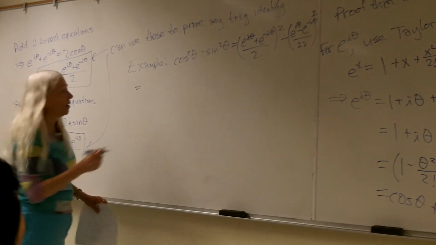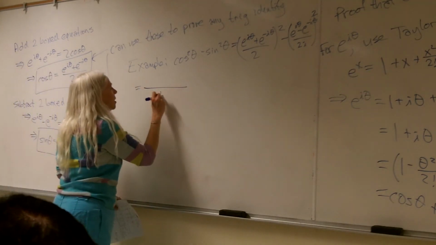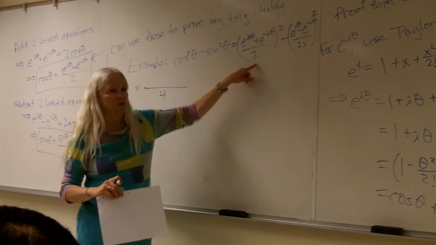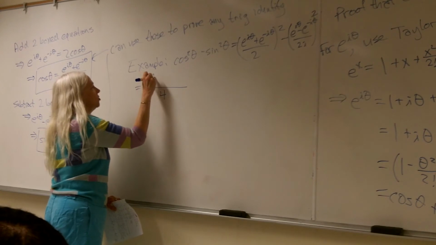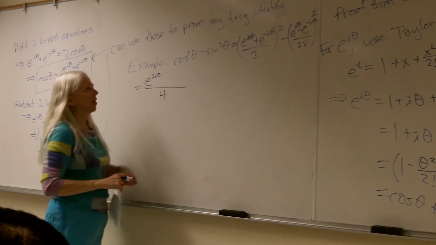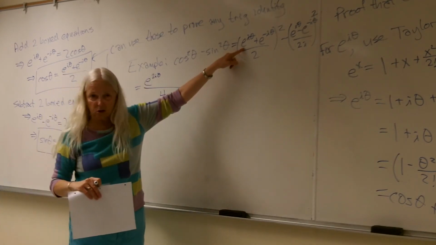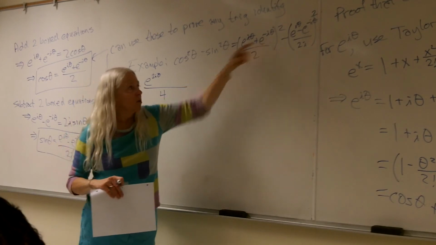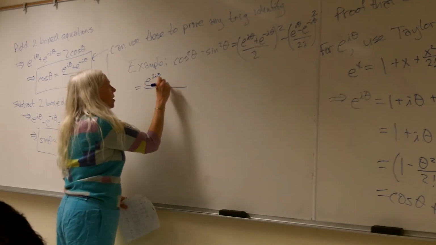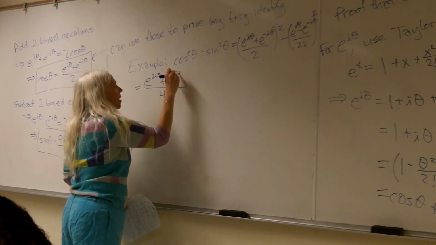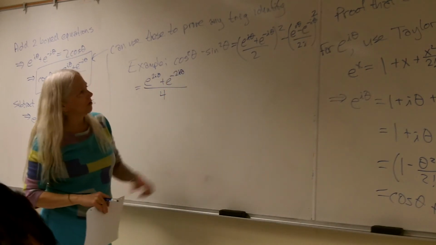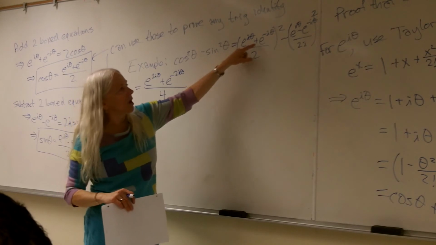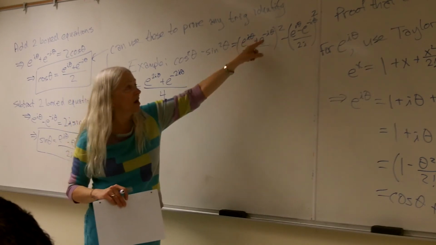Okay, so let's square this out. We're going to get a 4 on the bottom, right, from squaring the 2. On the top, we're going to get an e to the 2I theta. Right, that's from squaring this term. From squaring that term, we'll have an e to the minus 2I theta. And we're going to have a cross term, which is 2 times this times this. Okay, well, this times this is 1.